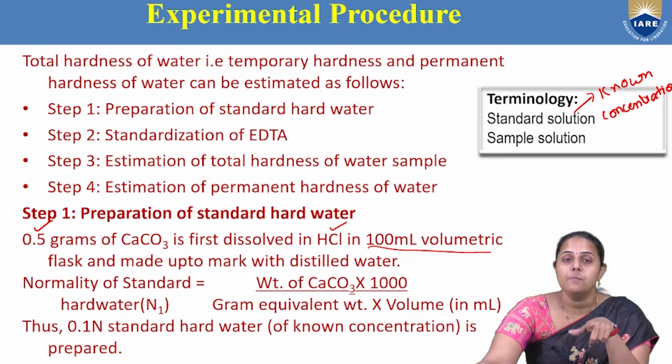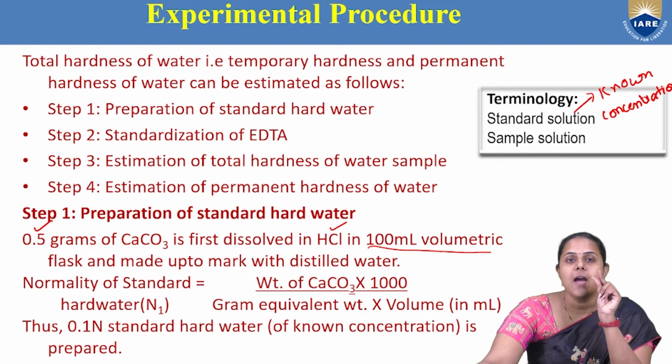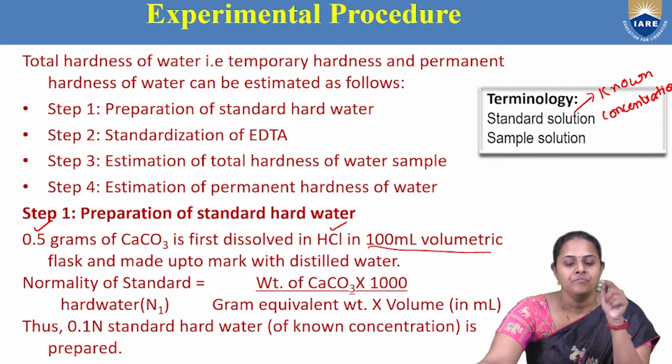So, as calcium carbonate is insoluble in water, we need to add a little amount of HCl to this. If we add a little amount of HCl, this calcium carbonate can be easily dissolved. Once the calcium carbonate is dissolved in a little amount of HCl, then we can add distilled water to the volumetric flask and make it up to the mark.